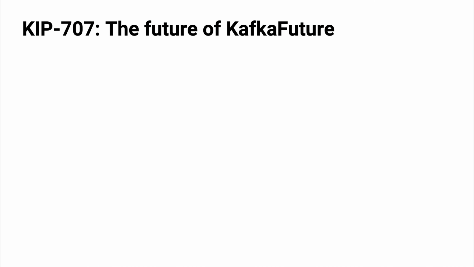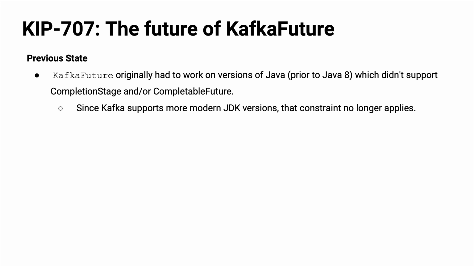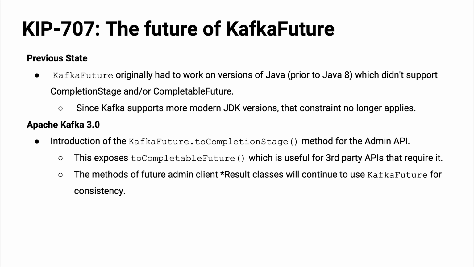KIP 707 is the future of KafkaFuture, and this actually kind of relates to Java 8. The KafkaFuture object had to work with versions of Java prior to 8 when it was introduced. Kafka supported versions of Java prior to 8, and there was no CompletableFuture object or CompletionStage interface back in those days, so they weren't a part of that API. Well, they are now. Now I've got a toCompletionStage and a toCompletableFuture method on KafkaFuture to get those standard Java API interfaces back out of KafkaFuture and into the broader standard Java future world.